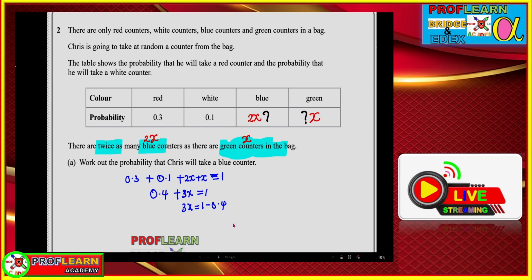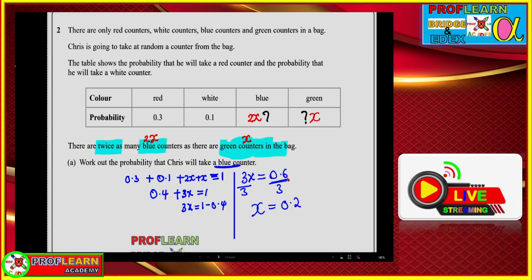Upon subtracting, we're going to remain with 3X equals 0.6. And if you divide both sides by 3, this is going to be X equals 0.2. Now work out the probability that Chris will take a blue counter.